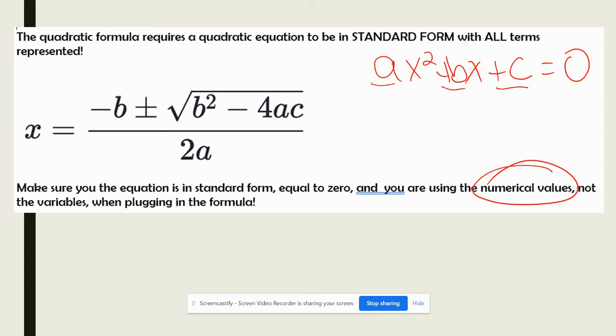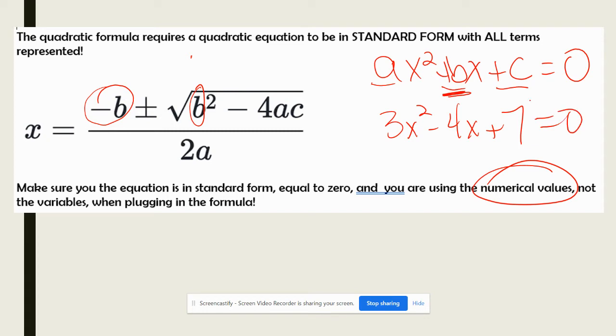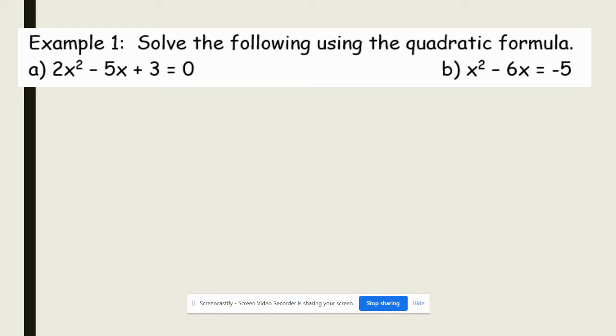And remember, make sure that you're super careful, especially with the negative b and then this b squared when you're plugging in values, because if your b value is negative, like let's say this was 3x squared minus 4x plus 7, then we would have a negative 4, and this would be a negative 4 squared. Those parentheses, remember, are important because they change your answer in the end if we don't have them. So let's take a look and see what this does.